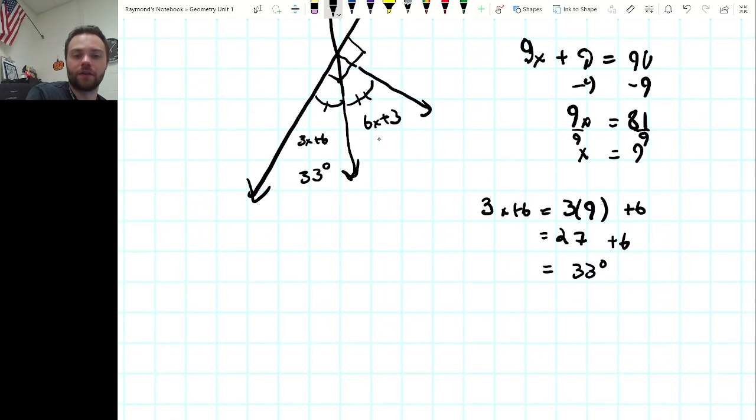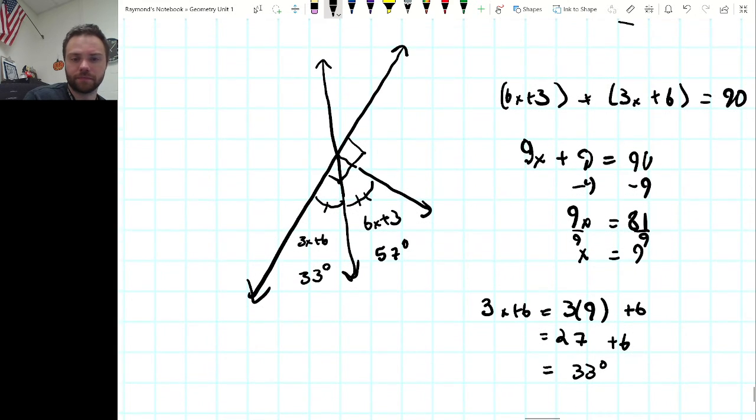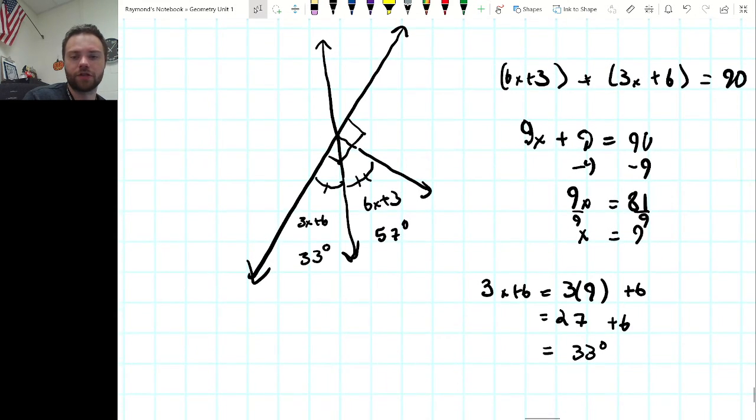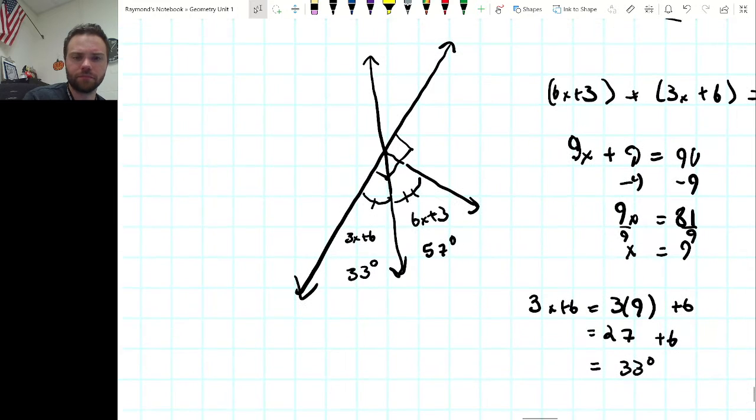And so I can either plug 9 into this guy and solve it, or I can think, okay, 33 plus what gives me 90? And that's going to be 57 degrees. So I know this one's going to be 57 degrees. If you want to check that, you can plug 9 in.